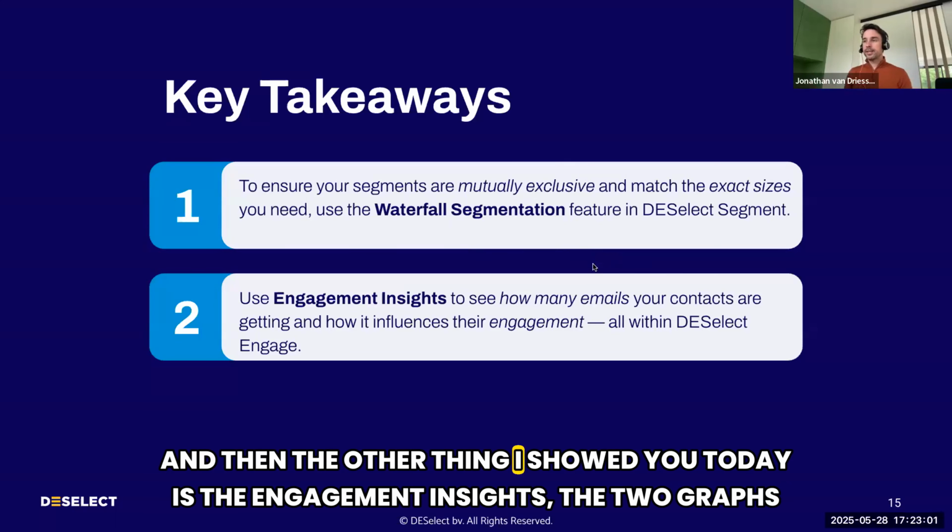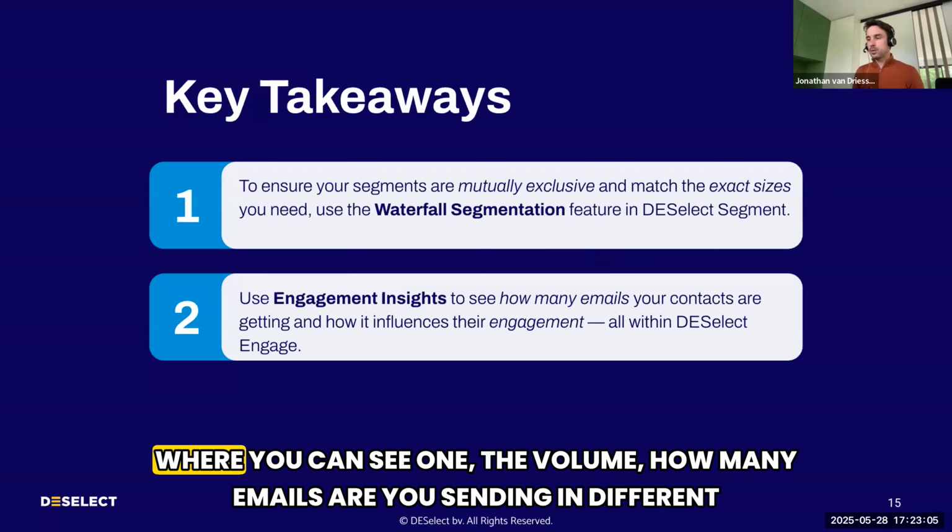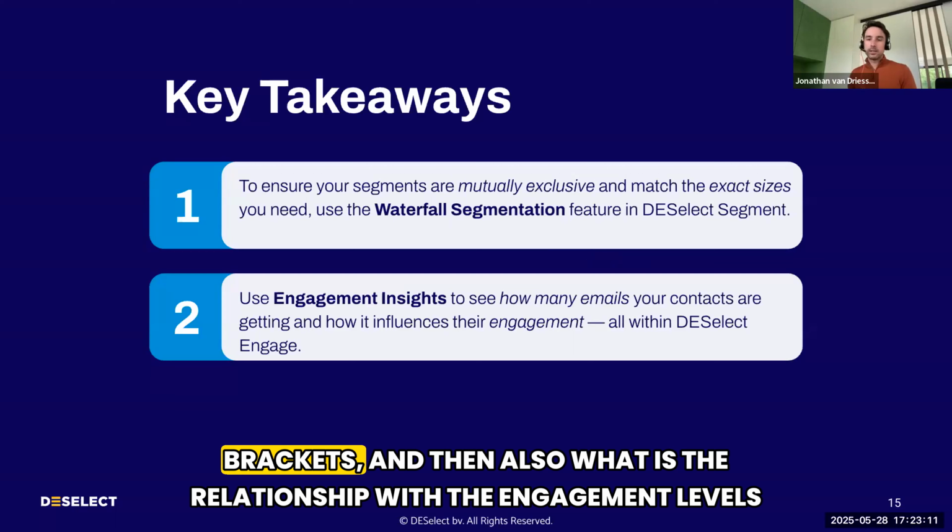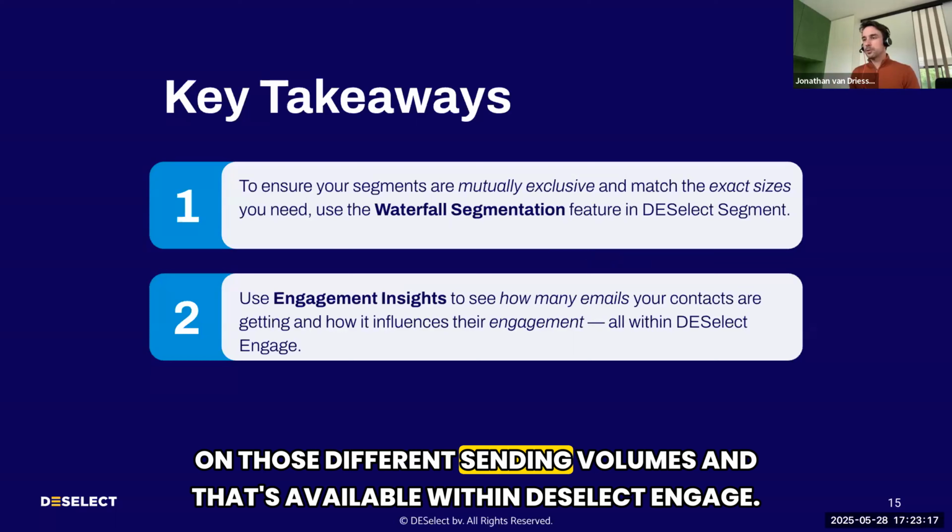And then the other thing I showed you today is the engagement insights, the two graphs where you can see, one, the volume, how many emails you are sending in different brackets, and then also what the relationship is with the engagement levels that people are having on those different sending volumes. And that's available within Deselect Engage.